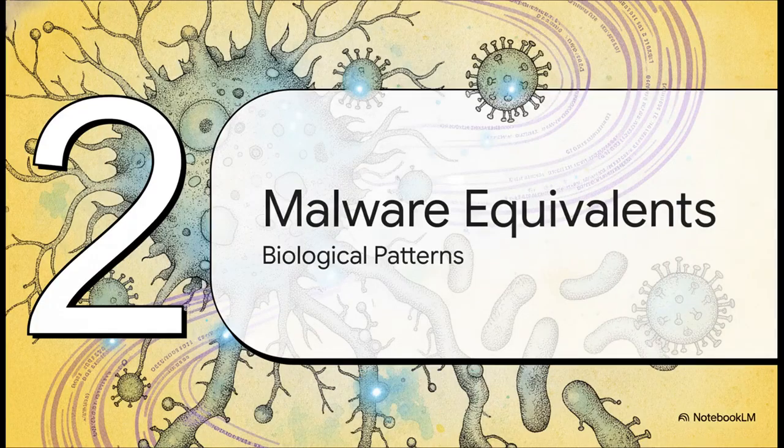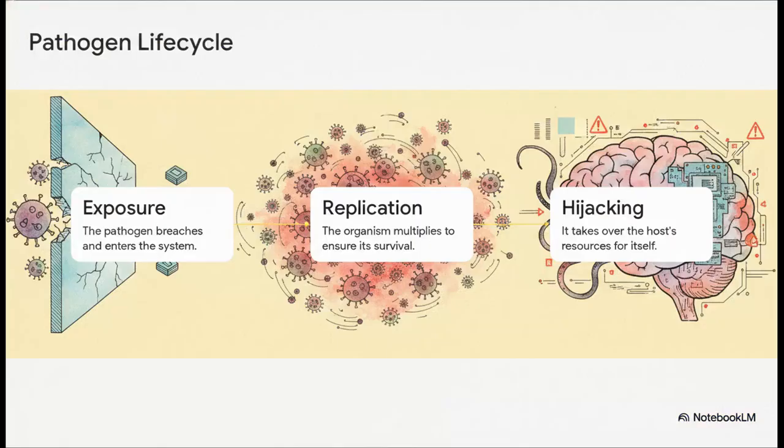Which brings us to Section 2, malware equivalents, biological patterns. Whether we are talking about a human body or a massive computer network, the infection process follows a virtually identical path. Step 1 is exposure. That's where the entity breaches the perimeter. Step 2 is replication, where it multiplies just to ensure its own survival. And finally, Step 3, hijacking the host's resources for its own benefit.